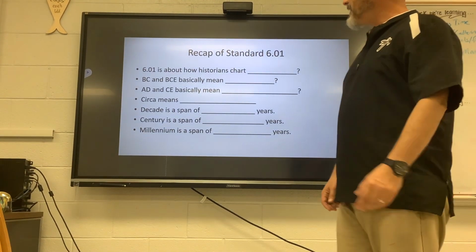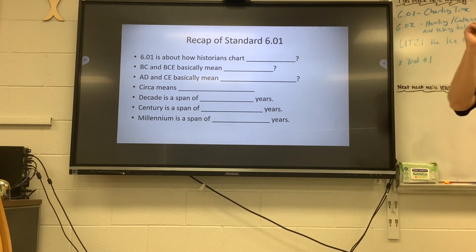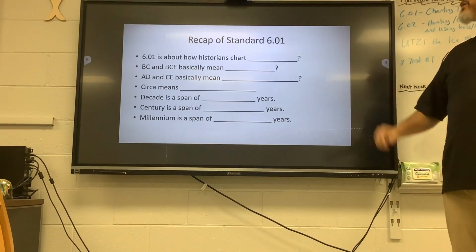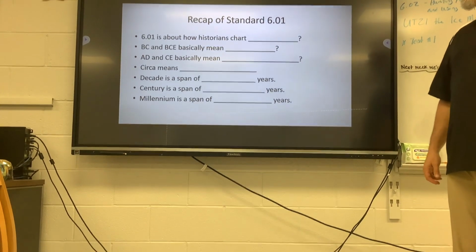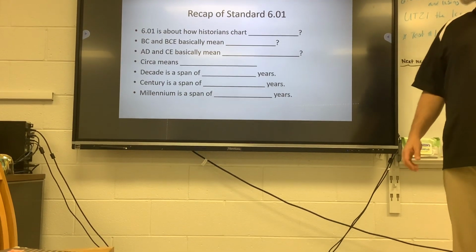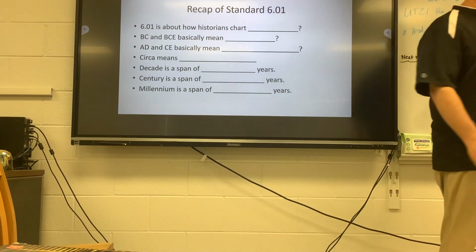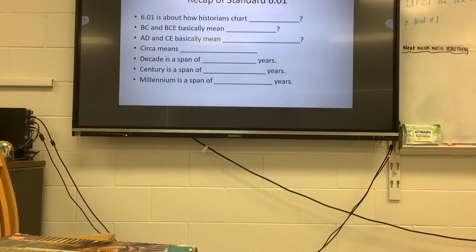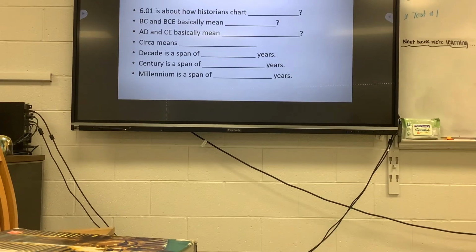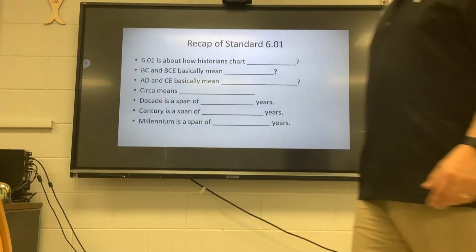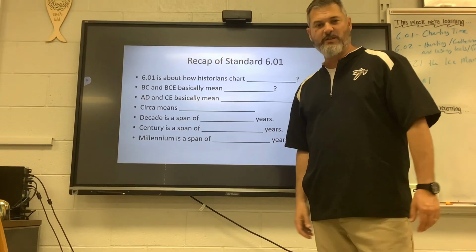BC and BCE basically mean before the birth of Jesus. The time period before the birth of Jesus. Write down the answers. AD and CE basically mean after the birth of Jesus. Circa means around or approximately. Decade is 10 years. Century is 100 years. Millennium is 1,000 years. So go ahead and write down that brief review. That'll be it for today. All right, so that is our lesson for Standard 6.01.